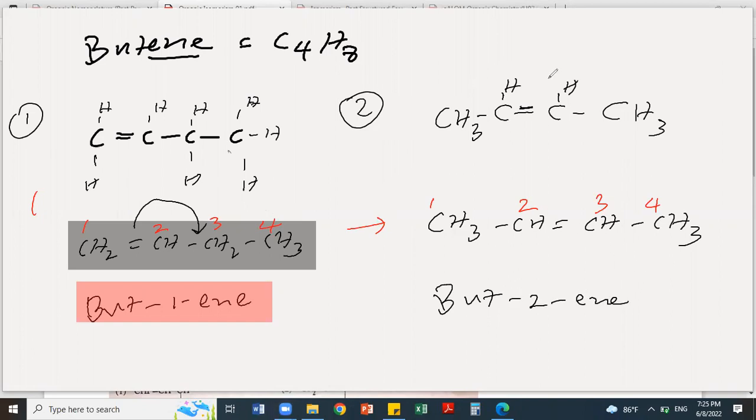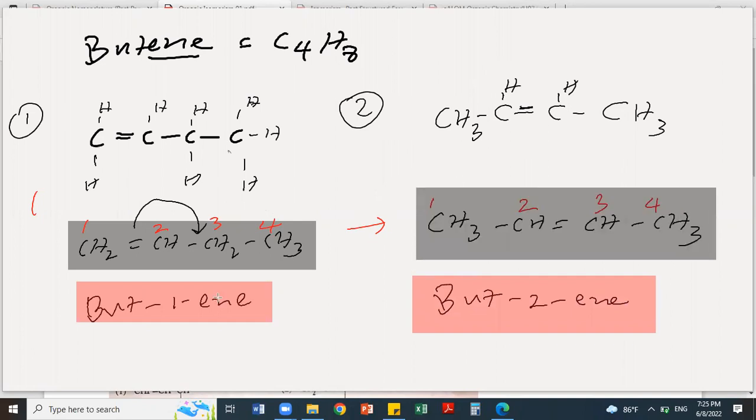So these two are isomers. Why? Different structures for the same chemical formula. C4H8 butene. First isomer is but-1-ene. Second isomer is but-2-ene. Is that clear? So this is called position isomers. What is this called? Changing of the position of the double bond. By changing the position of the double bond, we can make two isomers. There are two isomers for this compound.